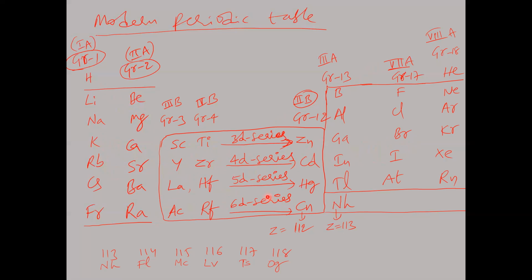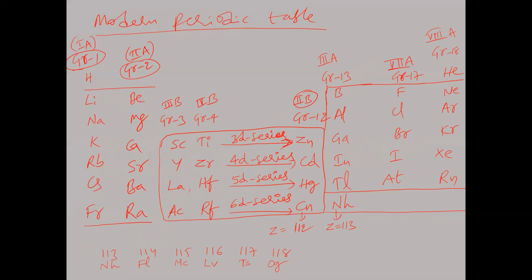This change is called transition. Transition means change. So that's why the D block elements are given the name transition elements.